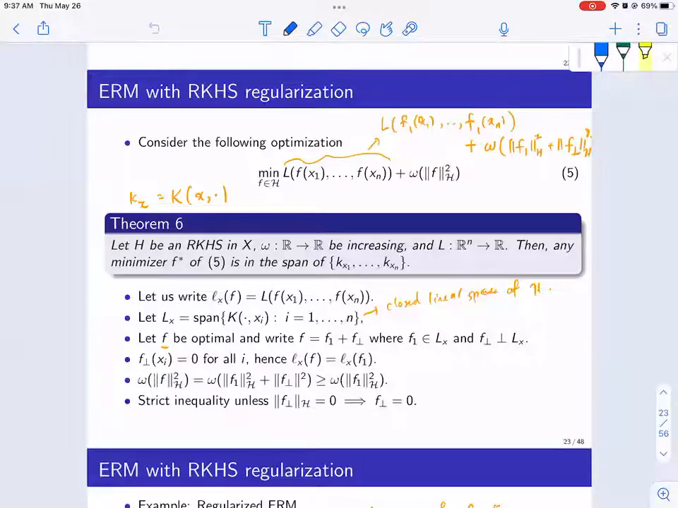So last time we talked about empirical risk minimization with RKHS regularization, and the point was that if you have a loss function that only depends on the values of the function at a set of points, x1 up to xn, and then there's this penalty, which is an increasing function of the Hilbert or RKHS norm, then the solution has to be in this finite dimensional subspace, the span of the kernel functions anchored at x1 up to xn.